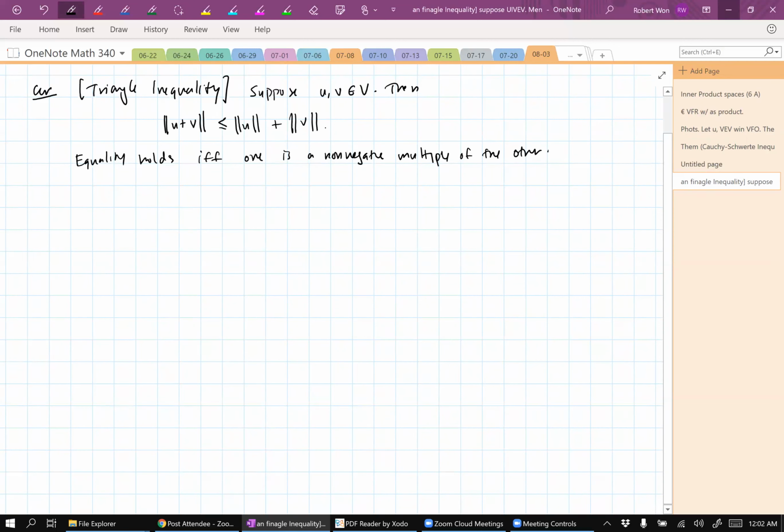In other words, they not only point in the same direction, but they even point in the same direction. One of them isn't actually pointing backwards.